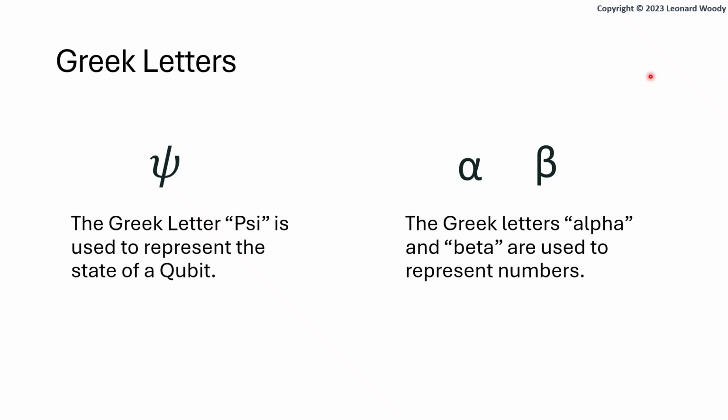Physicists love Greek letters, and you may or may not be familiar with them. If you're going to get into quantum computing, you're going to have to get used to them, so I wanted to introduce some of them here. This is the Greek letter psi, and it's usually used to represent the state of a qubit. It comes from Schrodinger's equation. If you are familiar with quantum mechanics at all, of course you don't have to be for this book, that's where it comes from. And then these are the two Greek letters, alpha and beta, and we're going to use them to represent numbers or scalars that we've talked about before.